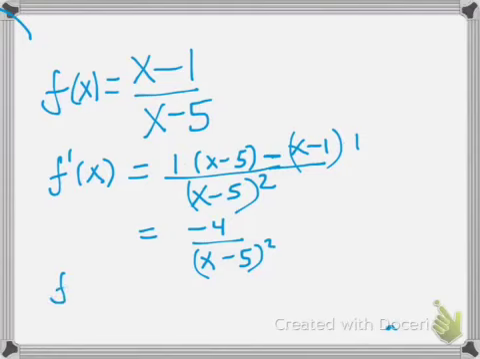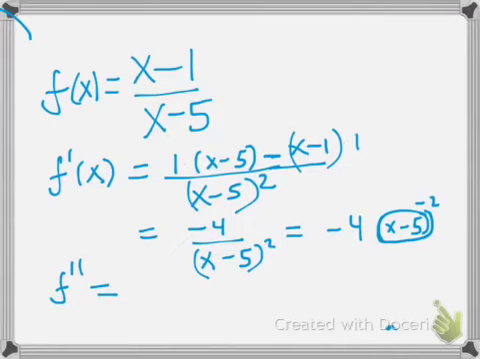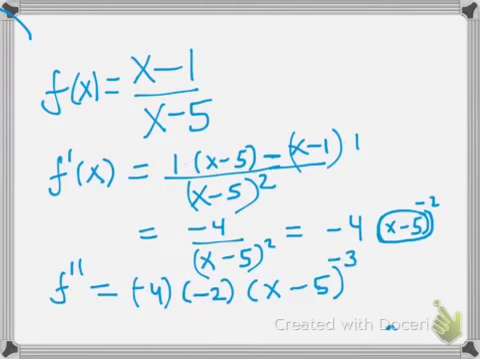Now for the second derivative, you don't have to use the quotient rule again. You can use your chain rule and power rule here. So for the second derivative, this can be written as minus 4 times x minus 5 to the minus 2. So use power rule for this function. Negative 2 is the power, so minus 4 as it is, minus 2 power x minus 5 to the minus 2 minus 1, which is minus 3, right? And the derivative of x is 1. That's it. Which is 8 over x minus 5 whole cube.